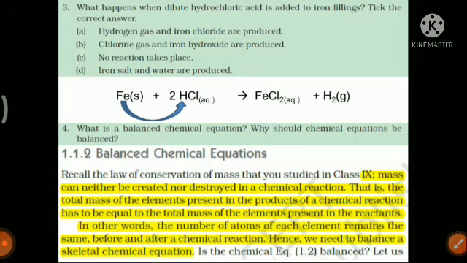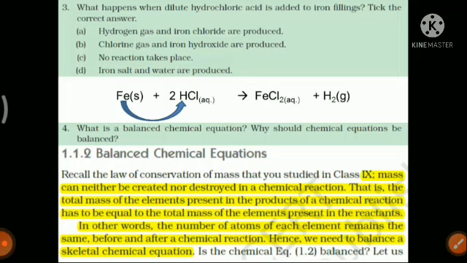Okay, so now question number 4. What is a balanced chemical equation? You all know what a balanced chemical equation is. If the number of atoms of each element on the reactant side and product side is equal, and if the physical states are mentioned, then we can say that is a balanced chemical equation.